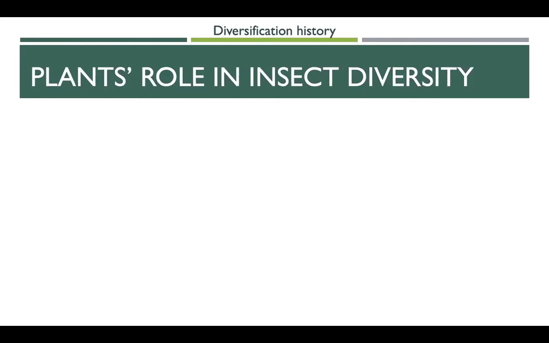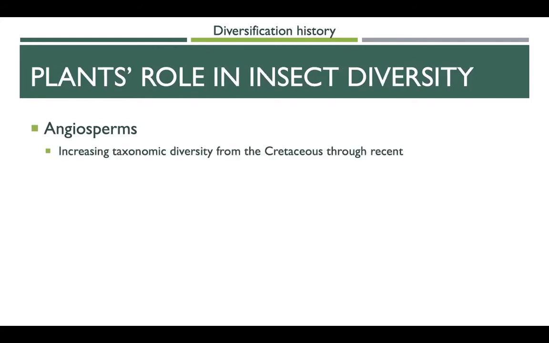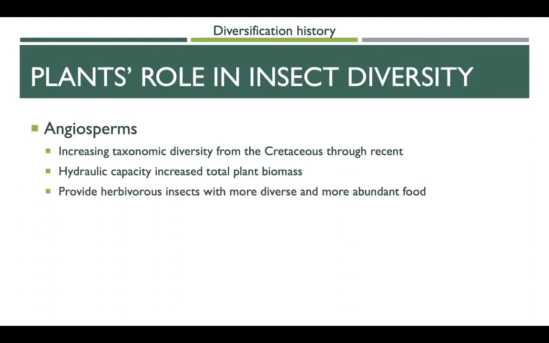And so now I'm just going to briefly go over the role that many people believe that plants have played in the diversification of insects. And so this tends to focus on angiosperms. With angiosperms, we have very good reason to believe that their taxonomic diversity has increased steadily from the Cretaceous until today. And in addition to that, the spectacular hydraulic capacity of angiosperms compared to other plants means that once you have a landscape that's dominated by angiosperms, you can have a great increase in the total amount of plant biomass that is on that landscape.